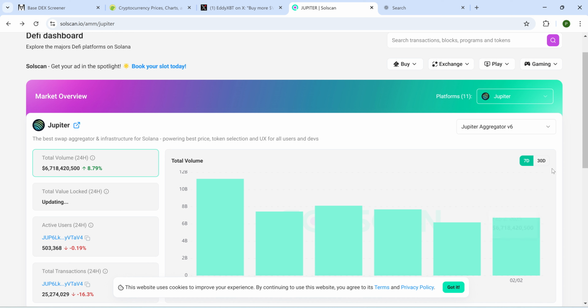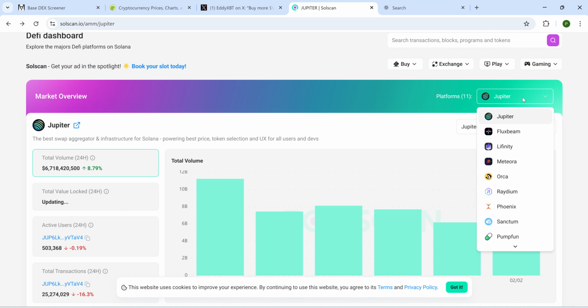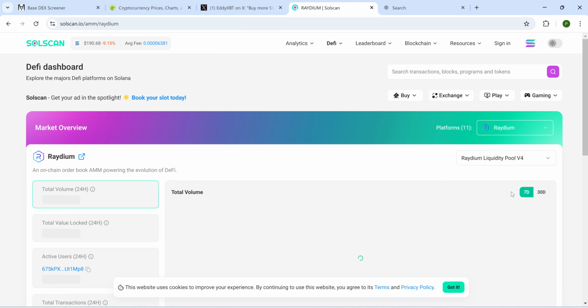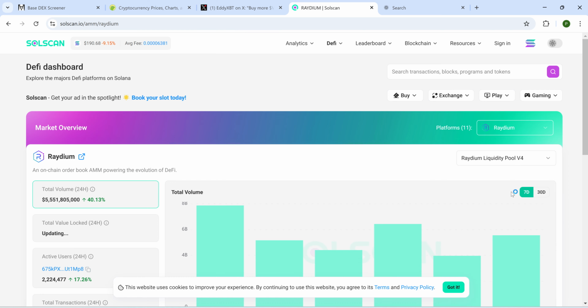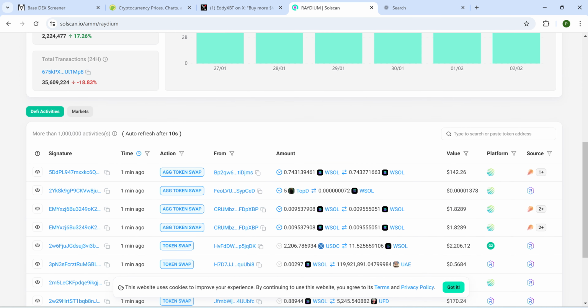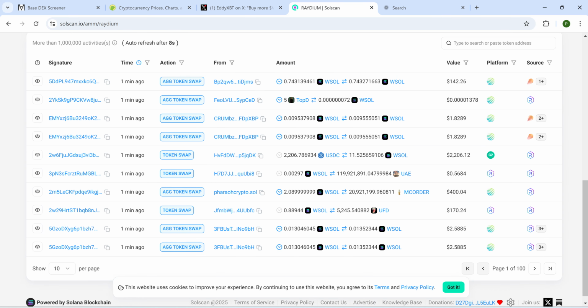Jupiter. So now you want to check out Raydium. If you want to, you can check out Pump Fun. These are other market makers where you can check out people and check out real-time trading and what is going on actually in the crypto space. So this is Raydium. Let's check Raydium. But Jupiter is kind of more likely to have those transactions and all.